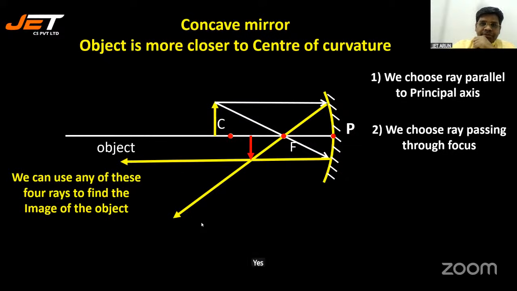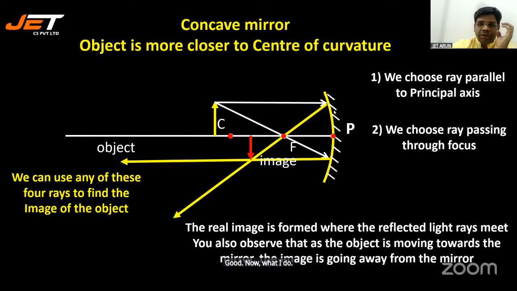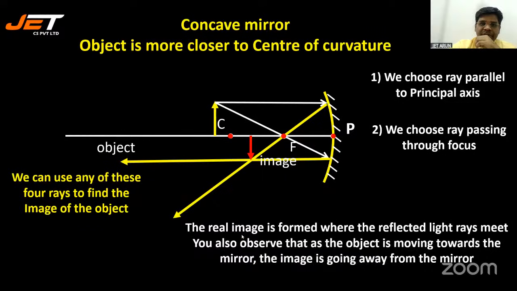Yes, Shumani. When object is placed beyond C, we get an image between F and C. All right, Shumani, that's what you're saying? Yeah, good. Now what I do, look at the observation which I just told. As object is moving closer to the mirror, image is going away from the mirror. Yes, exactly, Shumani, what you said is absolutely right. Between F and C. Absolutely right, Shumani.